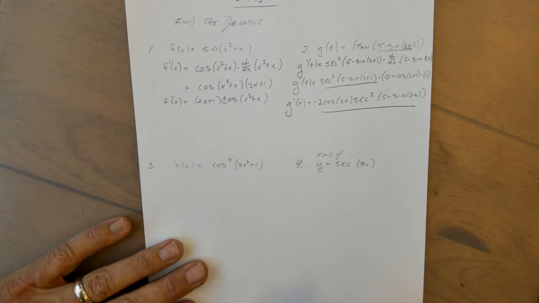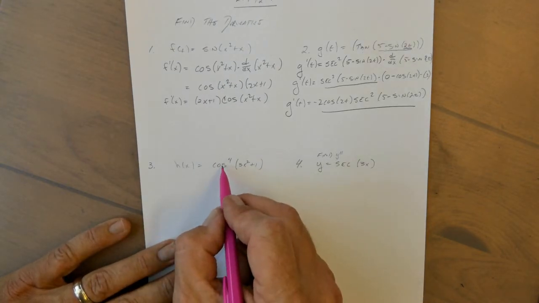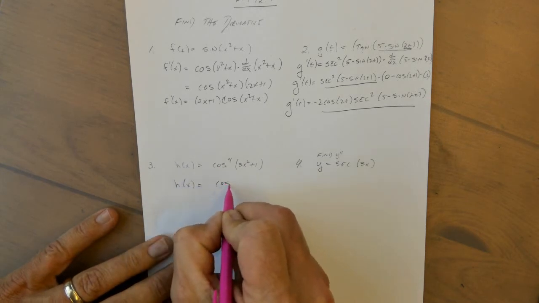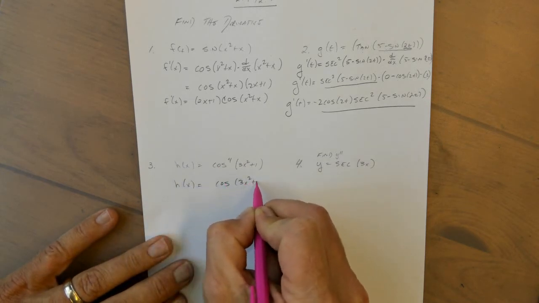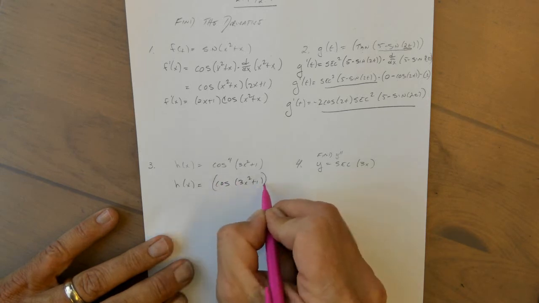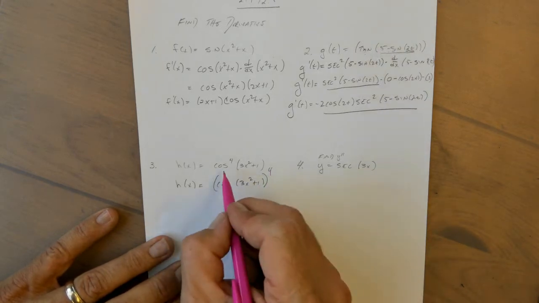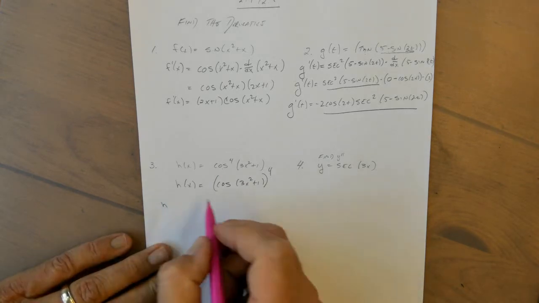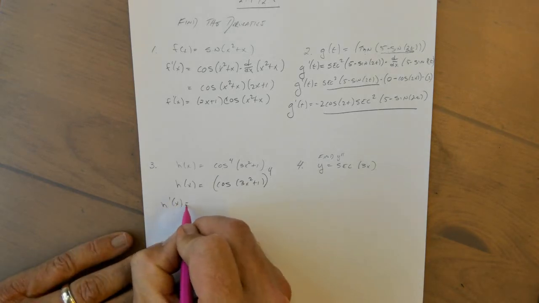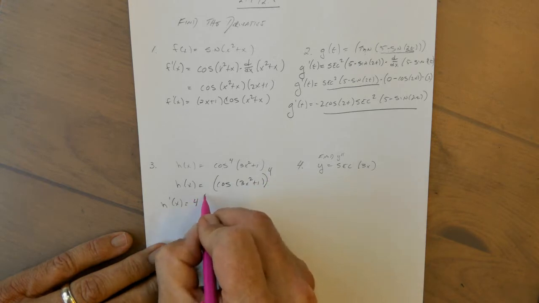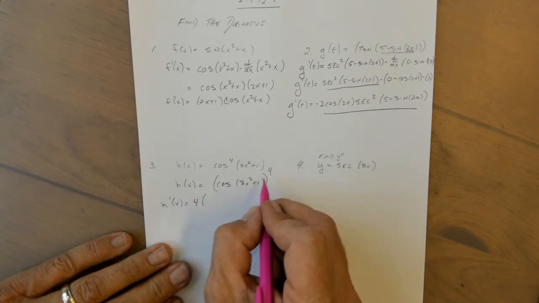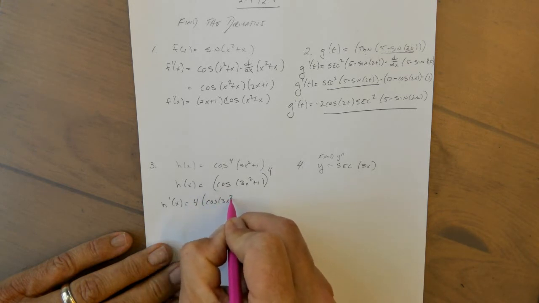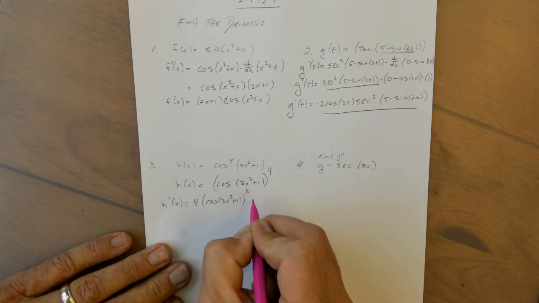So this sometimes confuses people when they see the cosine to the fourth. So another way to look at this is the cosine of 3x squared plus 1, all of that raised to the fourth. So that's what that means when we see cosine to the fourth. Okay, so again, we're going to use the chain rule a couple of times here. So we start out with 4 times as if this was just like u to the fourth. So 4 times the cosine of 3x squared plus 1 to the third.